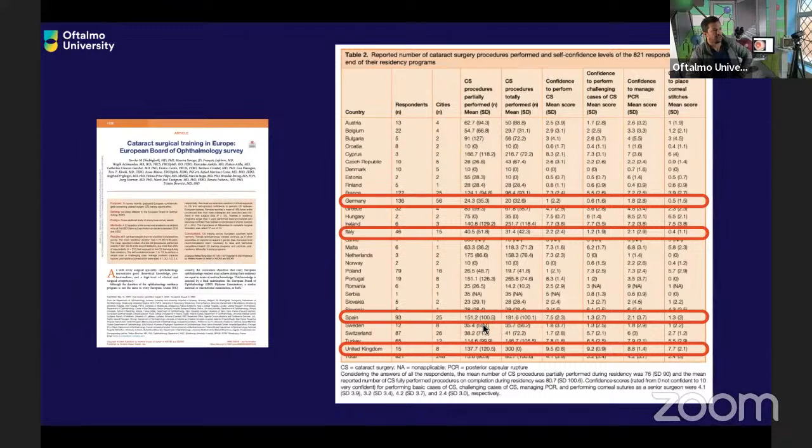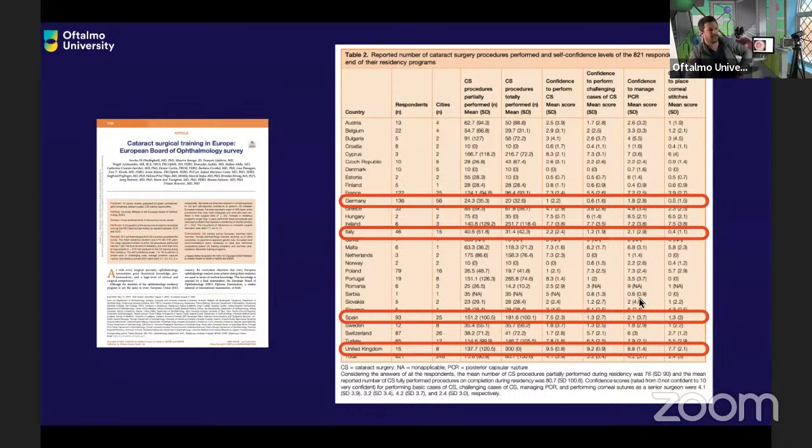This is very important. They do fewer cases. They are confident in doing regular cases, but when they go to complex cases and complications, the confidence goes to the floor. This is from 1 to 10. Look at this. It goes to 2 and to 1.